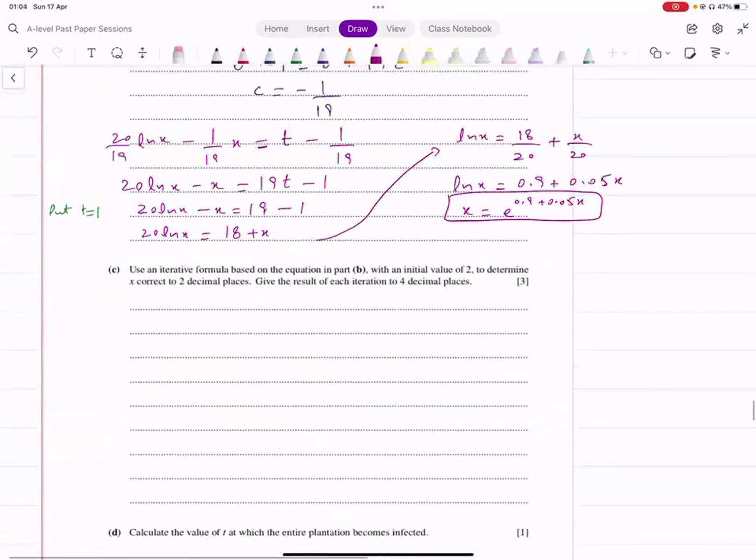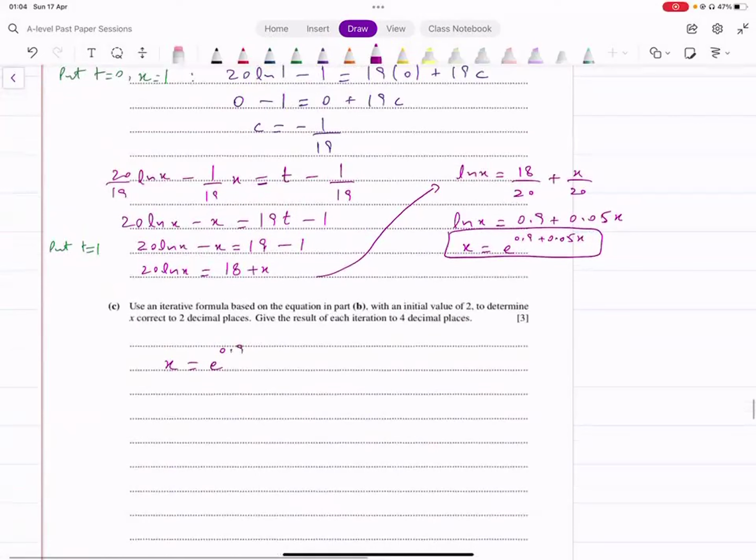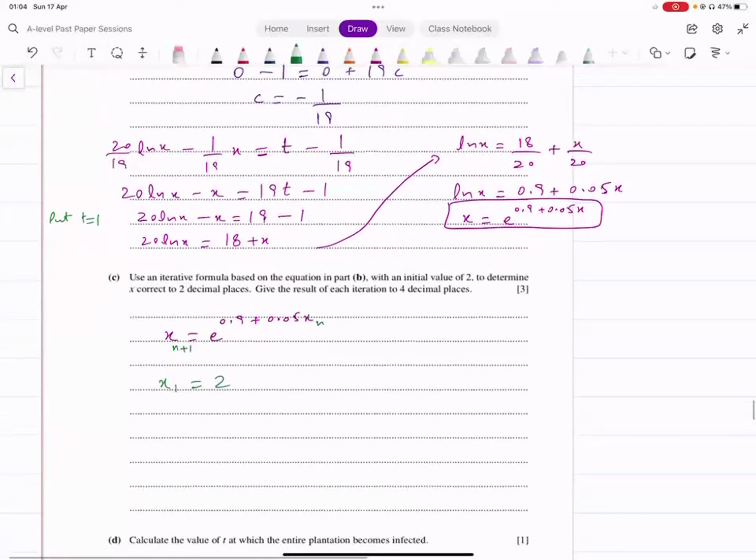Equation is x equals e power 0.9 plus 0.05x. Iterative formula क्या हो जाएगा? Left side पे आपने n लगा देना, n plus 1, और right side पे आपने n लगा देना x के साथ. ठीक है, ये आपने use करना है. Initial value of 2 उसने आपको बता दिया, आपको x1 क्या लेना है, x1 आपको लेना है 2. ठीक है, use this formula. Make sure that you're taking care of the number of decimal places और उनकी rounding off सही करनी है. Last decimal place आपने round off करके लिखना है. ठीक है, you can do that.